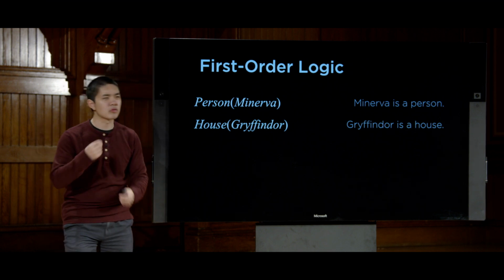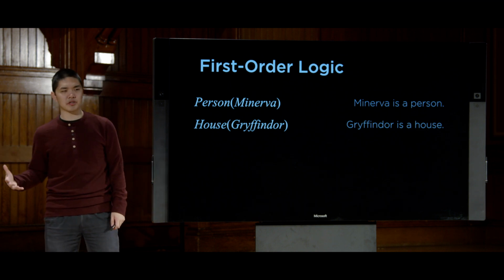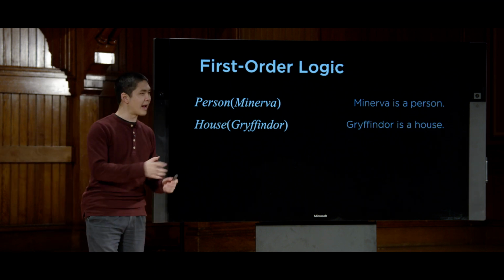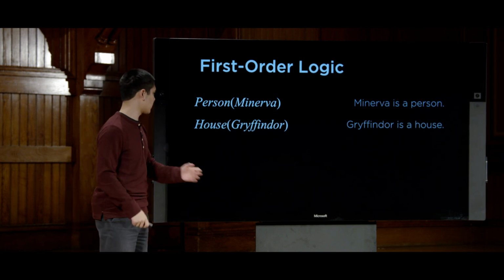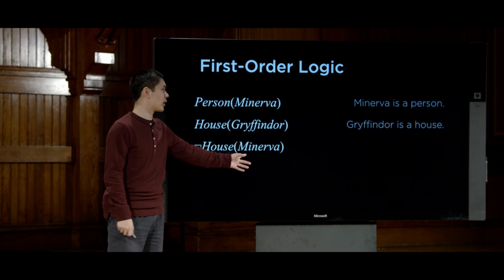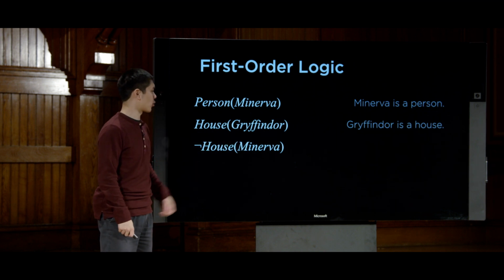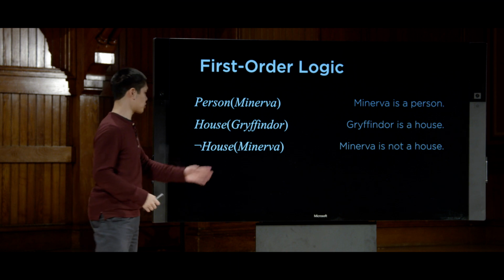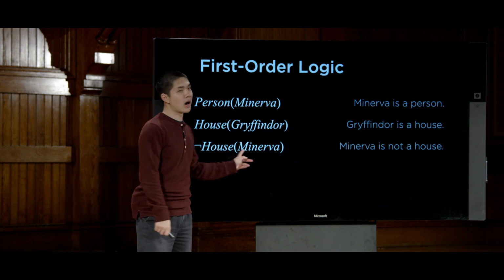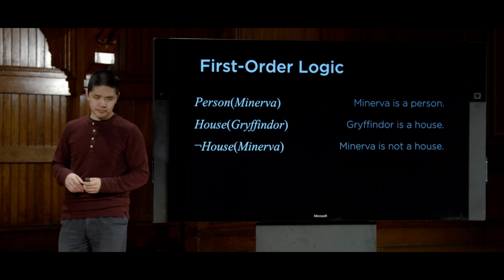And all of the same logical connectives that we saw in propositional logic, those are going to work here too. So and, or, implication, biconditional, not. In fact, I can use not to say something like not House(Minerva). And this sentence in first order logic means something like Minerva is not a house. It is not true that the house property applies to Minerva.